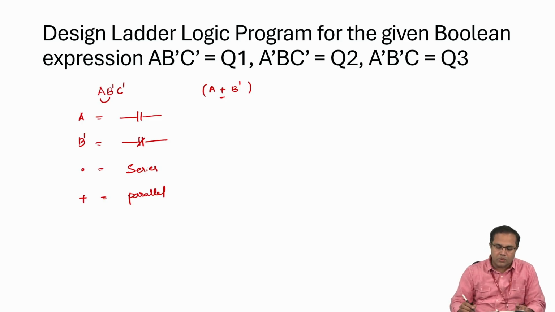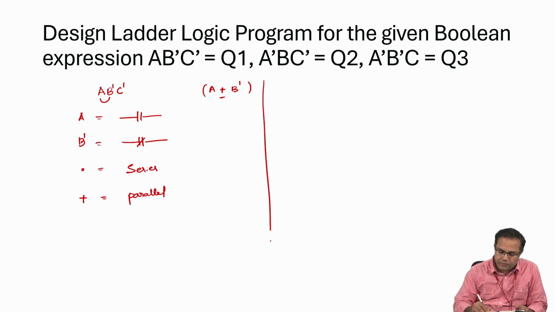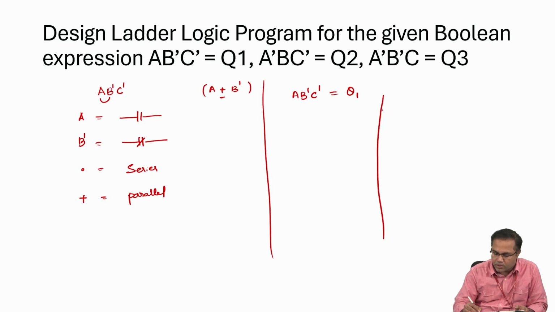Now let's look into the expression. We will solve this problem now. The first expression is A, B complement, C complement, and Q1 is the output. Let's solve this. First of all, A, as I said, is without a complement, so we use a normally open instruction. Let me draw a rail of my ladder logic. I use a normally open instruction and address it as A, right?